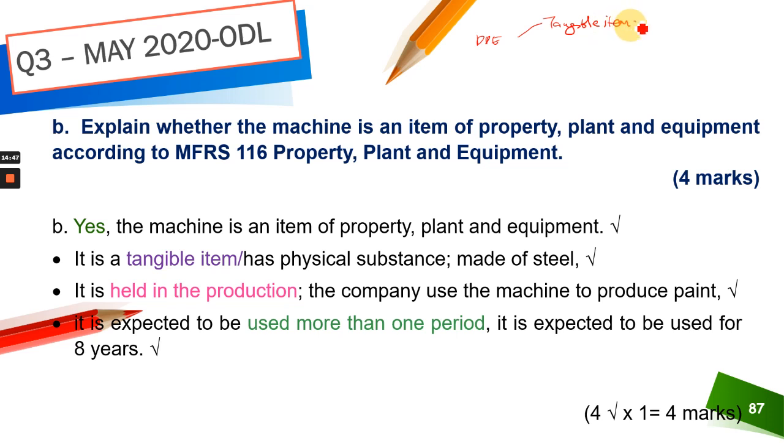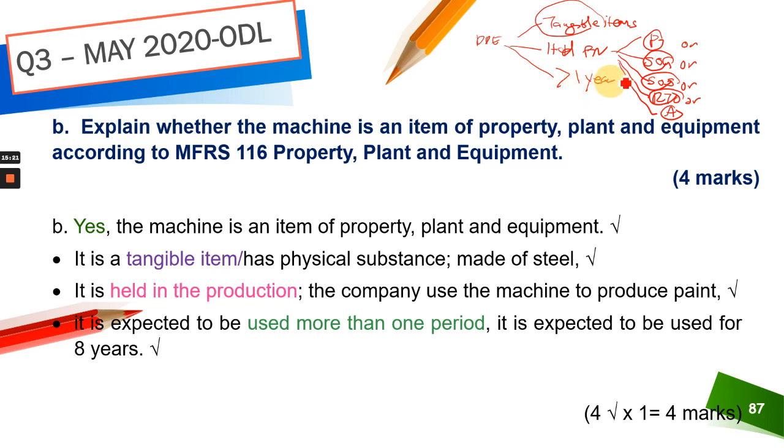Yeah, the summary diagram, remember? Tangible item, and then in that summary diagram you have maybe use in production, supply of goods, supply of services, rental to others, and for admin use, right? As long as you have any of these, because the word here is or, meaning any of the 5 that you have, it is a tangible item and it was being used for more than 1 year. So therefore, that can be regarded as a PPE.